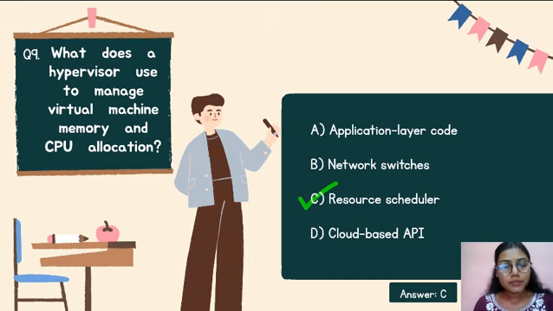Question number 9. What does a hypervisor use to manage virtual machine memory and CPU allocation? So the first option is application layer code. Second option is network switches. Third option is resource scheduler. The fourth option is cloud-based APIs. So the correct option is C, which is resource scheduler.